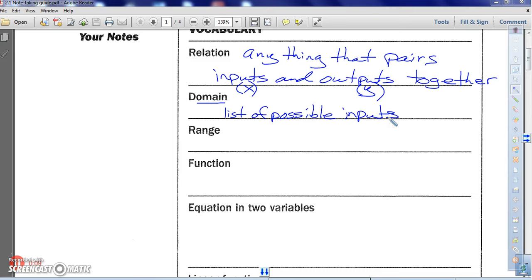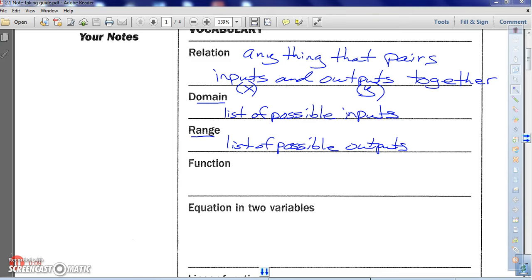The range is similar, except that's the list of possible outputs. So when I put numbers in for x in the problem, what could the answers possibly look like? Are there any restrictions on what the answers might look like, and so forth? So that's what the range would be.